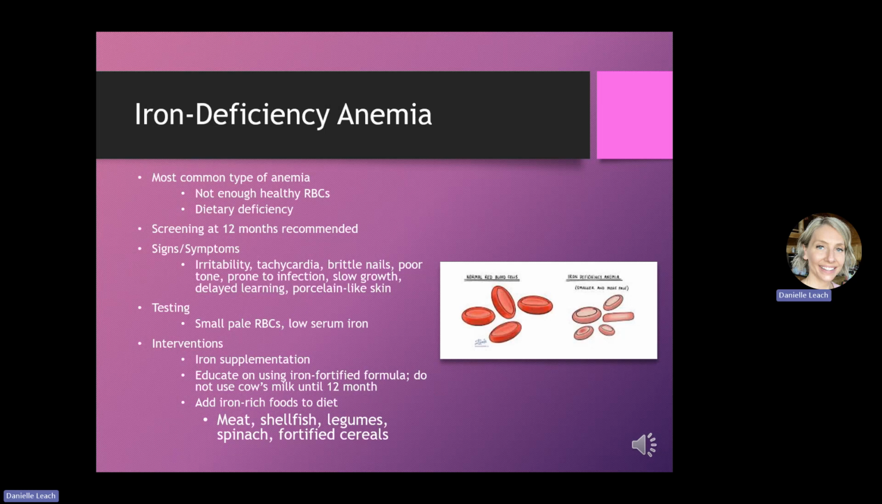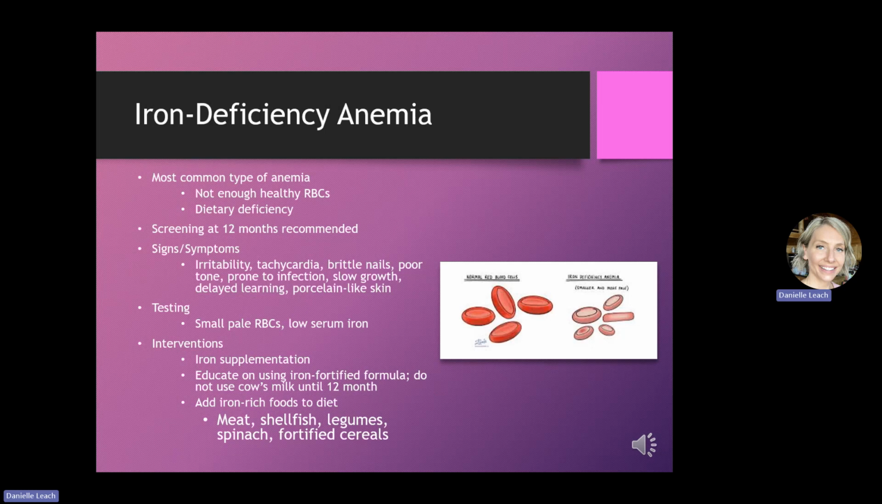On assessment, if we are assessing a child that we think may have iron deficiency anemia, some signs and symptoms we may see are things like irritability, tachycardia, even a murmur, brittle nails, poor muscle tone. Their skin may appear to be porcelain-like. They may also be prone to infection, be edematous, have slow growth, and delayed learning. It is recommended by the American Academy of Pediatrics to screen for iron deficiency anemia at the 12-month checkup.